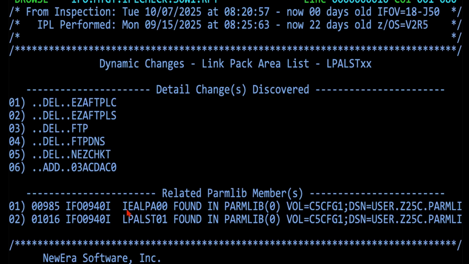So we're not only telling you what has changed. Remember, we only said, yes, there's something that changed. Now we're telling you specifically what has changed and where you're likely going to need to go: the name of the member, the data set it was found in, the volume that it's on, and the user who last touched it. These are critical pieces of information to help you quickly diagnose and update your z/OS environment.